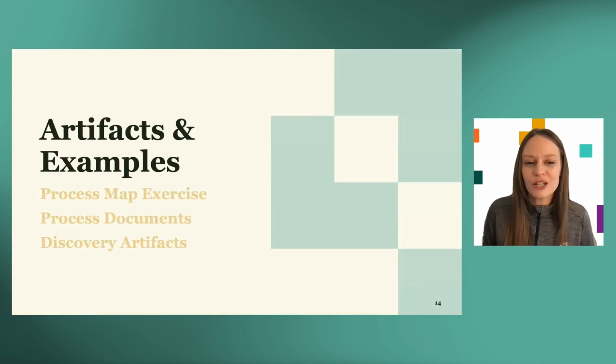Okay, so now that we understand being a discovery leader, I think that we should jump into artifacts and examples. We're going to go through what a process map looks like. We are going to kind of understand the different process documents we want to have at the end of this phase. And we're going to look at what some of those documents look like.